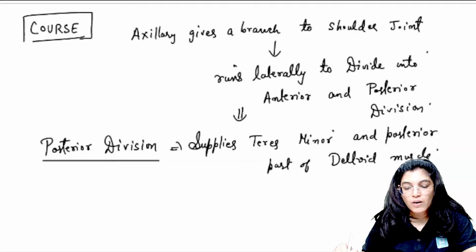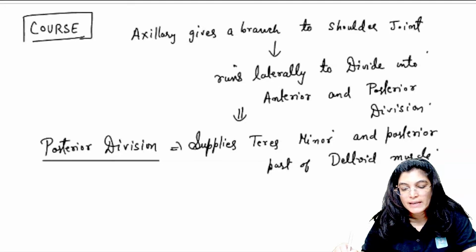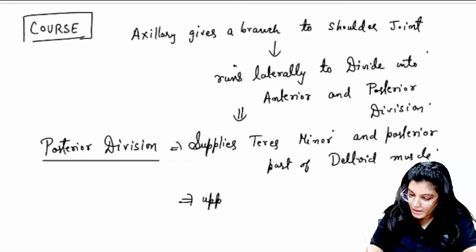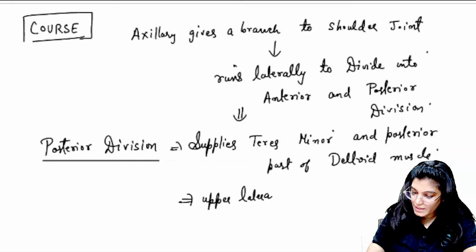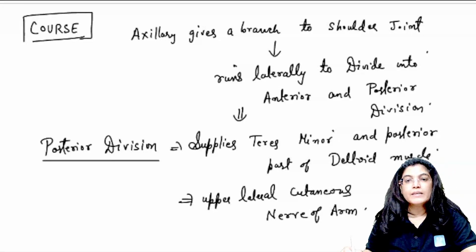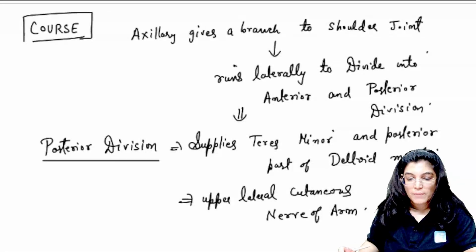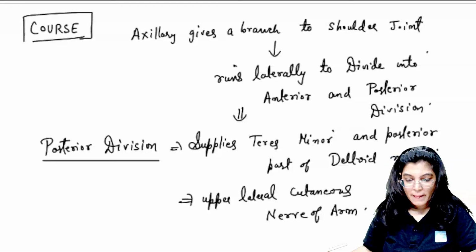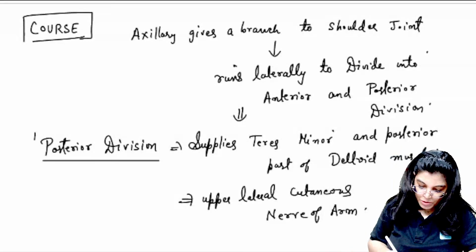And here it also travels posteriorly and gives the upper lateral cutaneous nerve of arm, and supplies the skin on the lower half of the deltoid muscle. So this was about the posterior division.